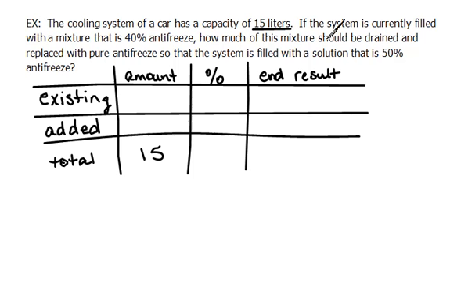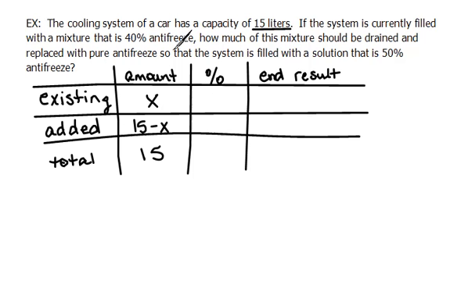And it doesn't say anything else about how much we have to add in or how much we have to technically start with. So let's let the existing amount be x, and then we're going to add in 15 minus x to make a total of 15 liters in the radiator.